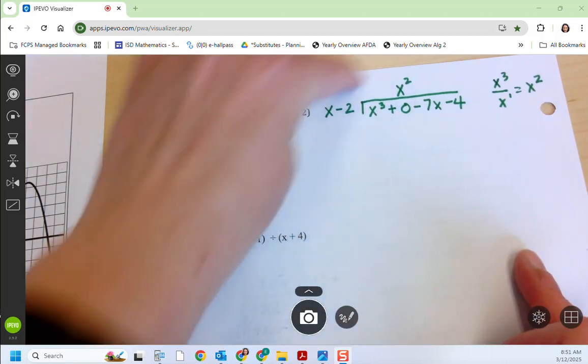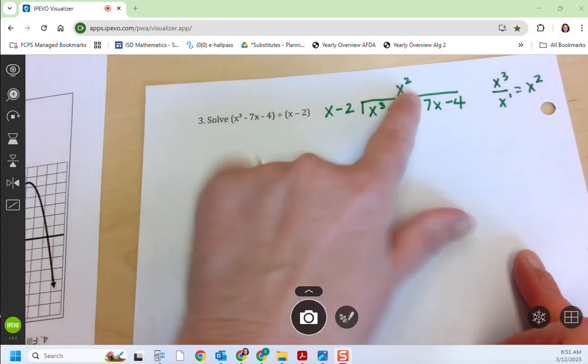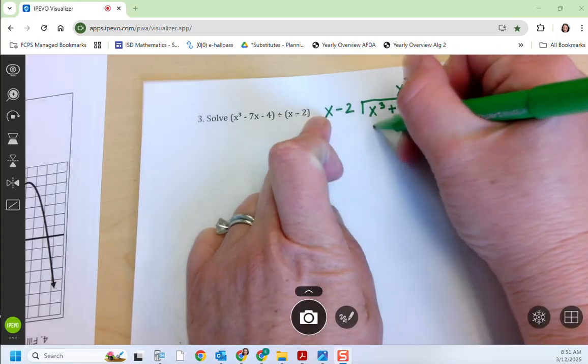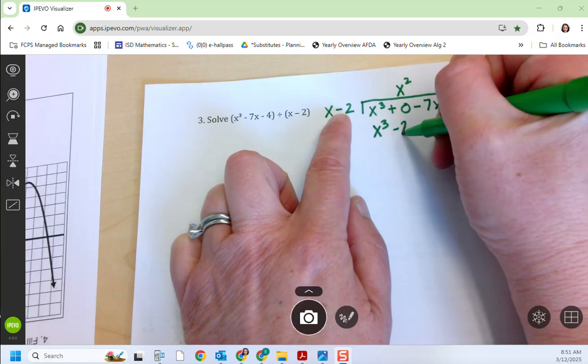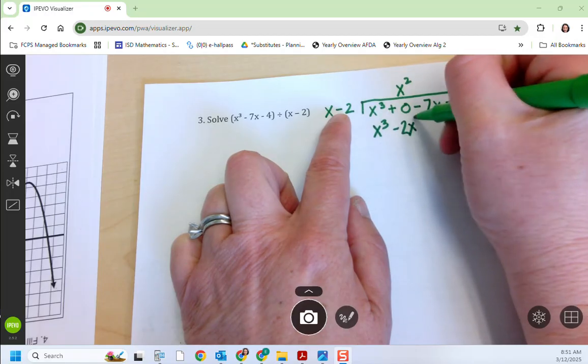And then I have to distribute it times each of these terms. So x squared times x is x to the 3. And x squared times negative 2 is negative 2x squared.